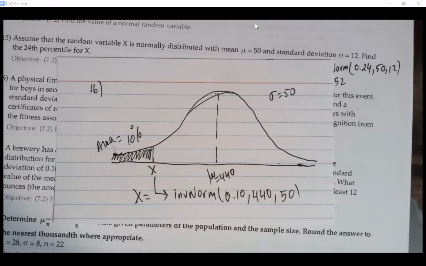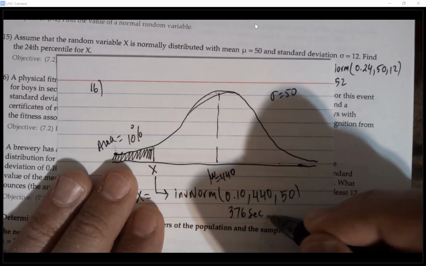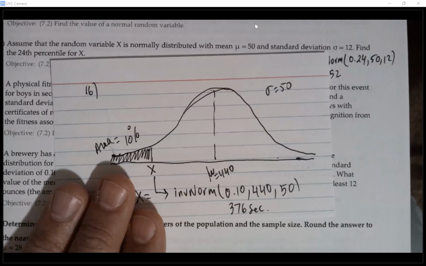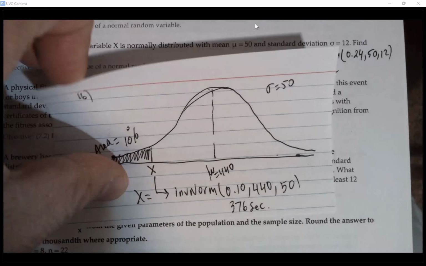And it turns out, if you use your calculator, it will be 376 seconds. So students who finish in 376 seconds or less will be eligible for the certificate. All right.